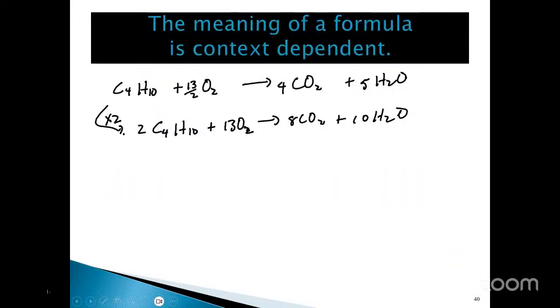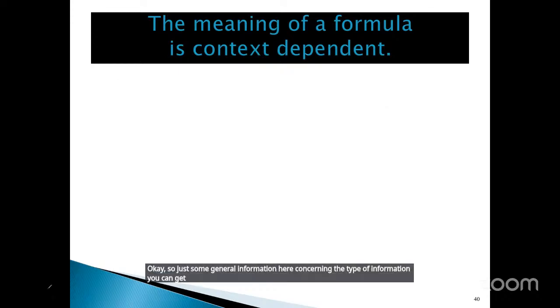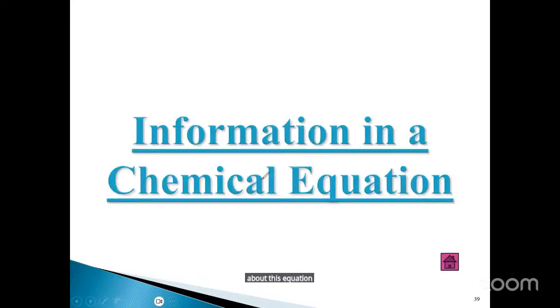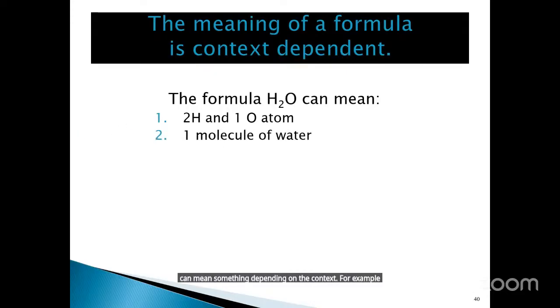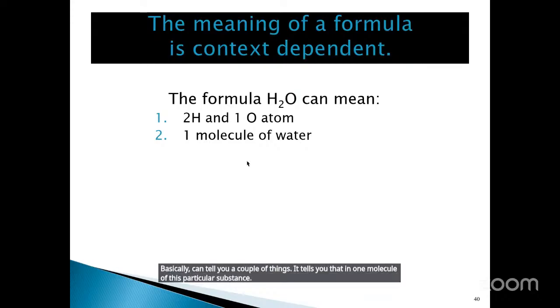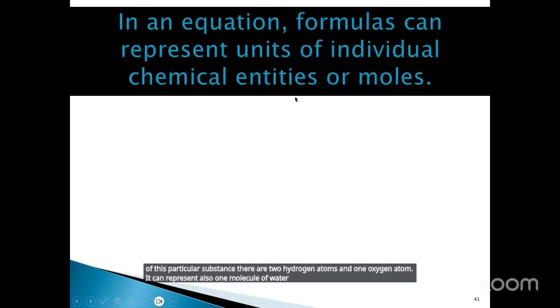Okay, so just some general information here concerning the type of information you can get from a balanced equation, right? Now the formula of any particular substance can mean something depending on the context. For example, H2O basically can tell you a couple of things. It tells you that in one molecule of this particular substance, there are 2 hydrogen atoms and 1 oxygen atom. It can represent also 1 molecule of water. So it all depends on the context, right?